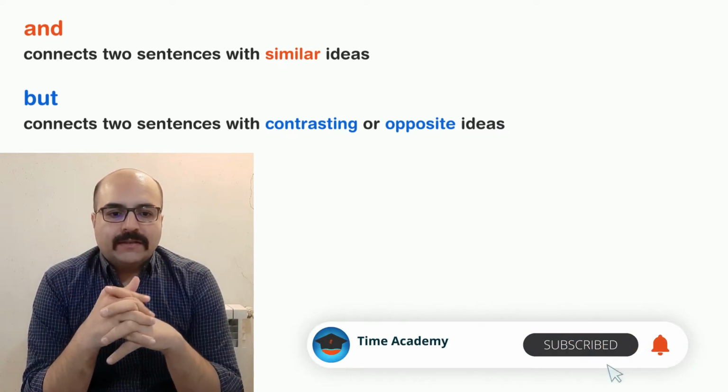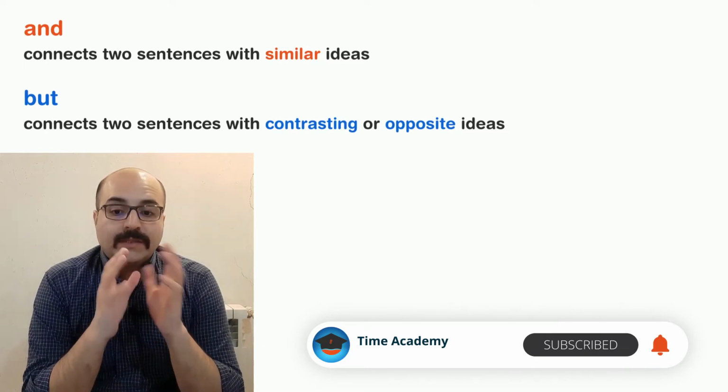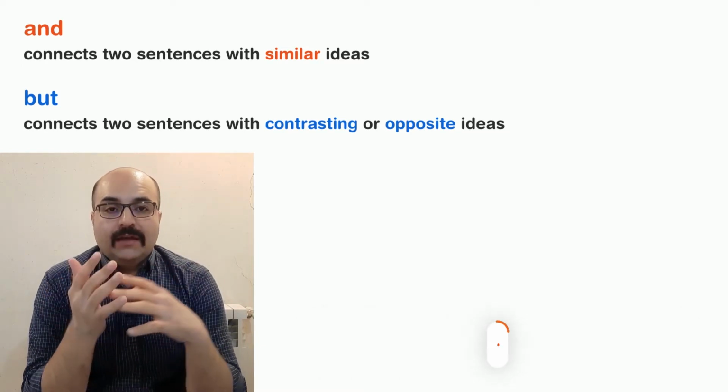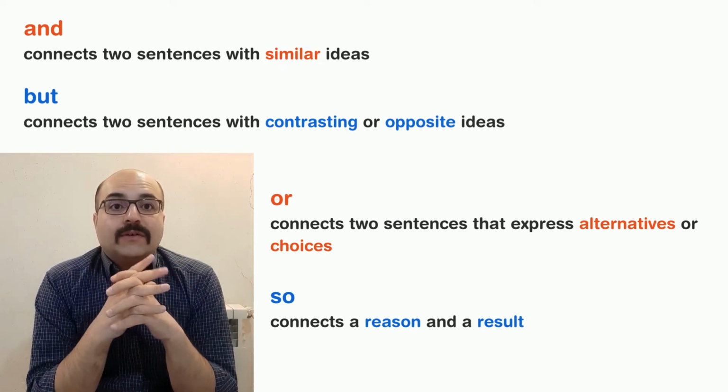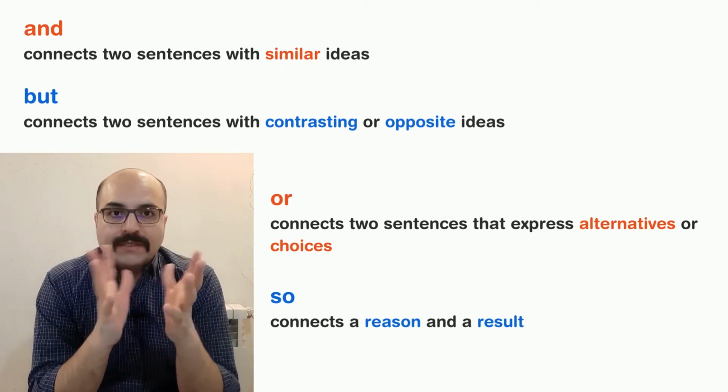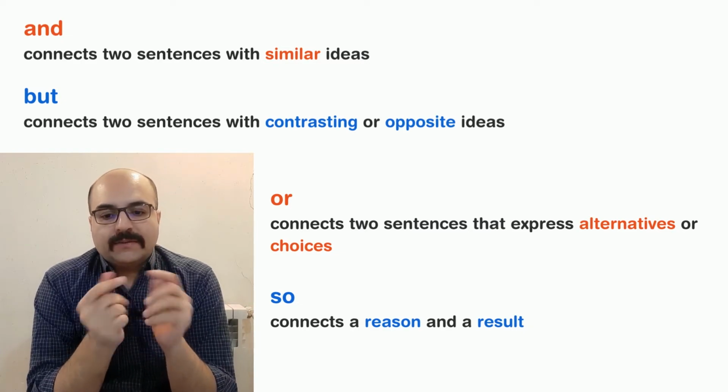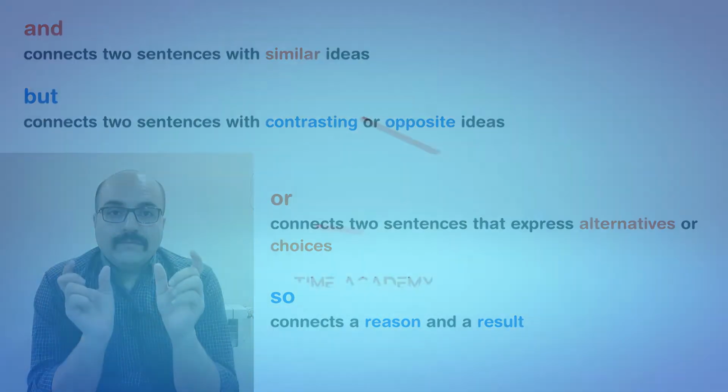The sentences can be positive or negative. But connects two sentences with contrasting or opposite ideas, or connects two sentences that express alternatives or choices, and so connects a reason and a result.